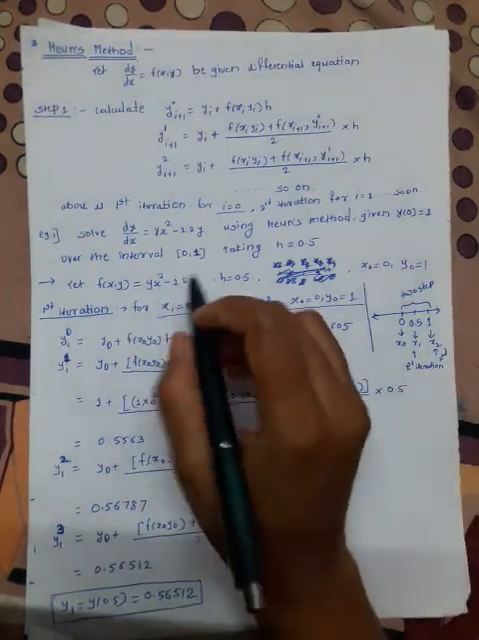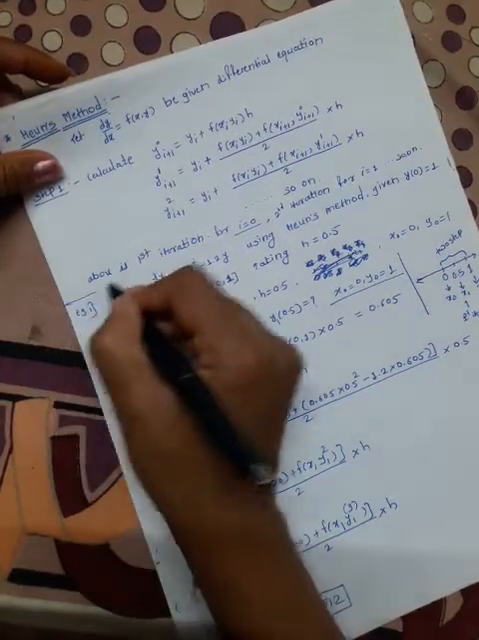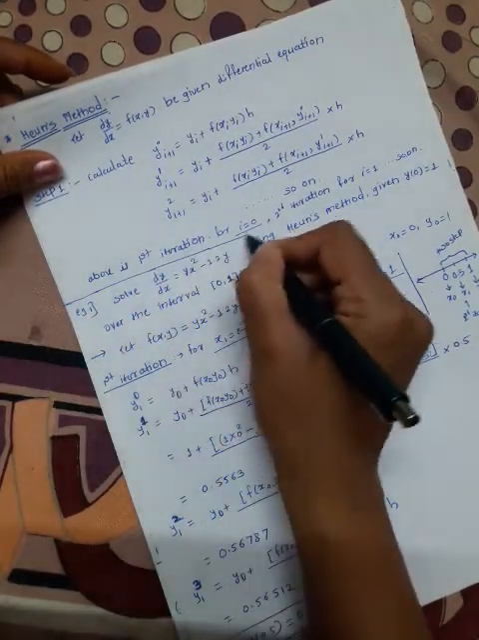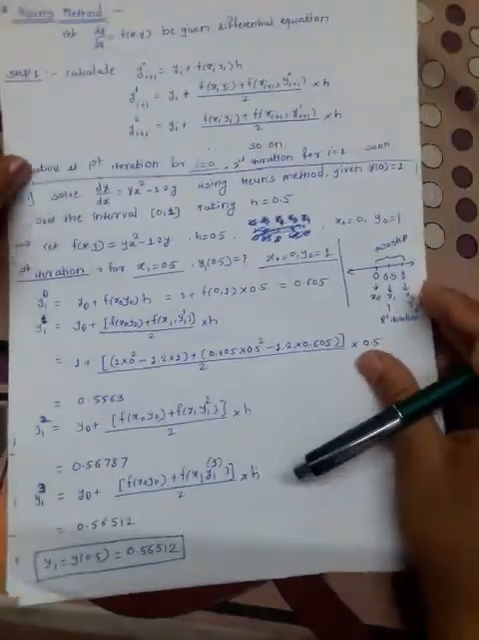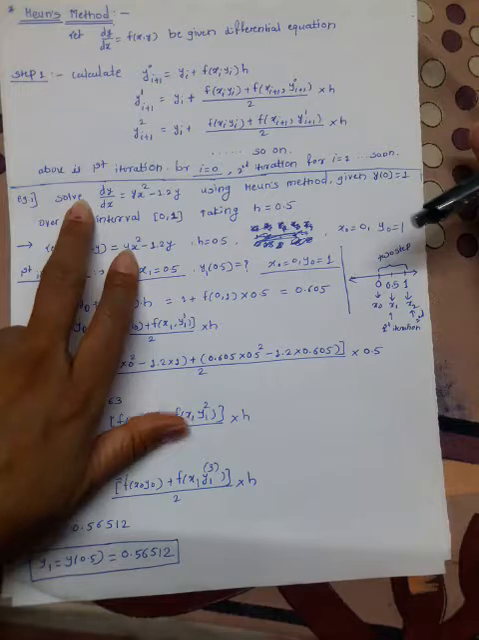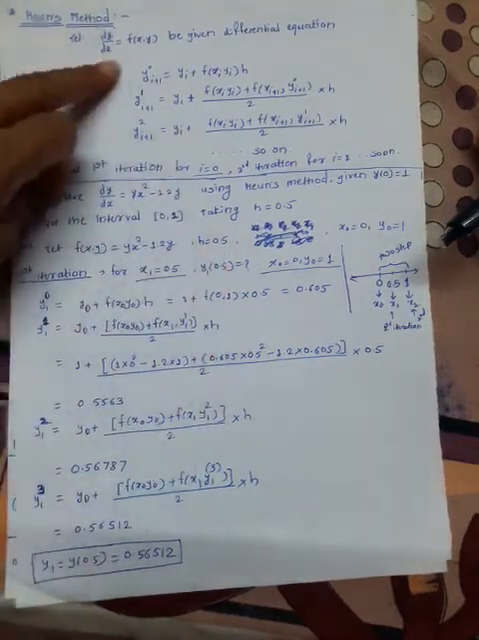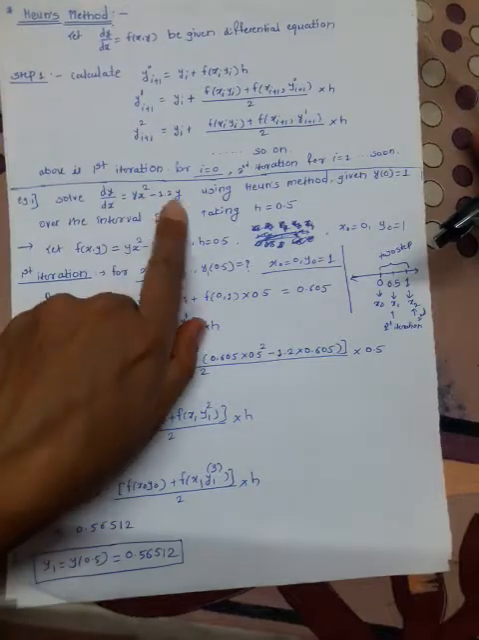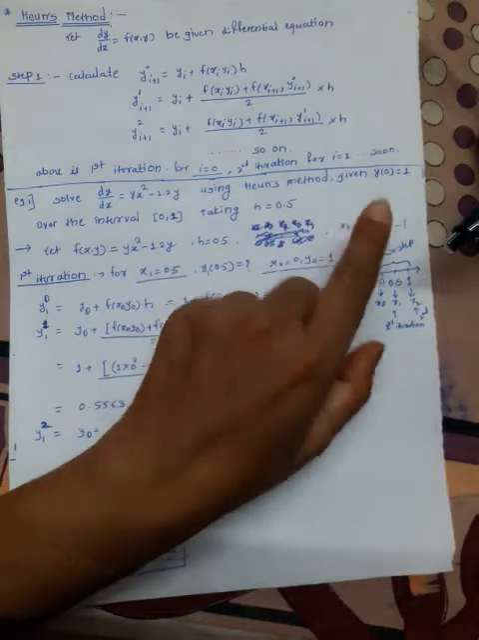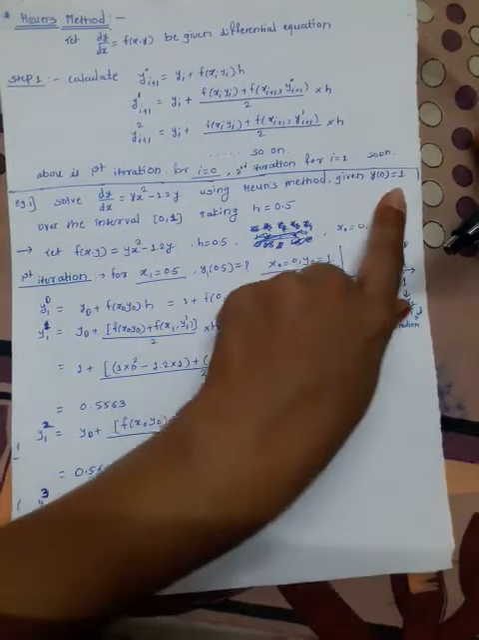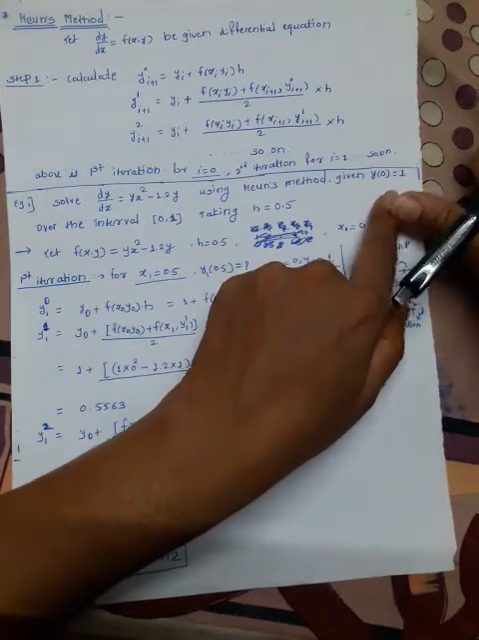Okay, now let us see the example. Now solve dy by dx is equal to y x square minus 1.2 into y. This is the differential equation. That means f of x, y becomes this function. Using Heun's method is given already in the example. Given y naught is equal to 1, that means x naught value is 0, y naught value is 1. As usual, this is an initial condition.